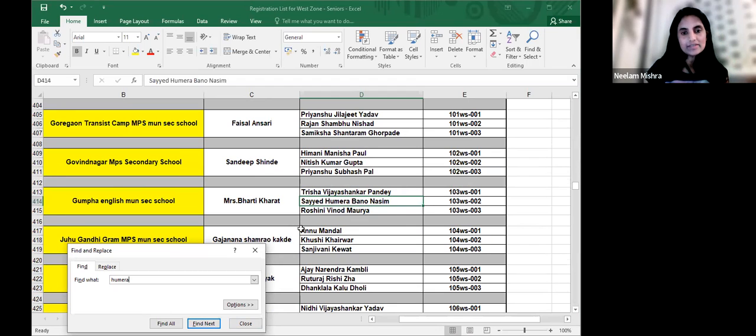So 103 in this case is the school number. WS is West Seniors, W stands for West and S stands for Senior, and 002 is the code of the child. You have to remember this code, or else your teachers have shared it with you. So you can just rename yourself with this code.